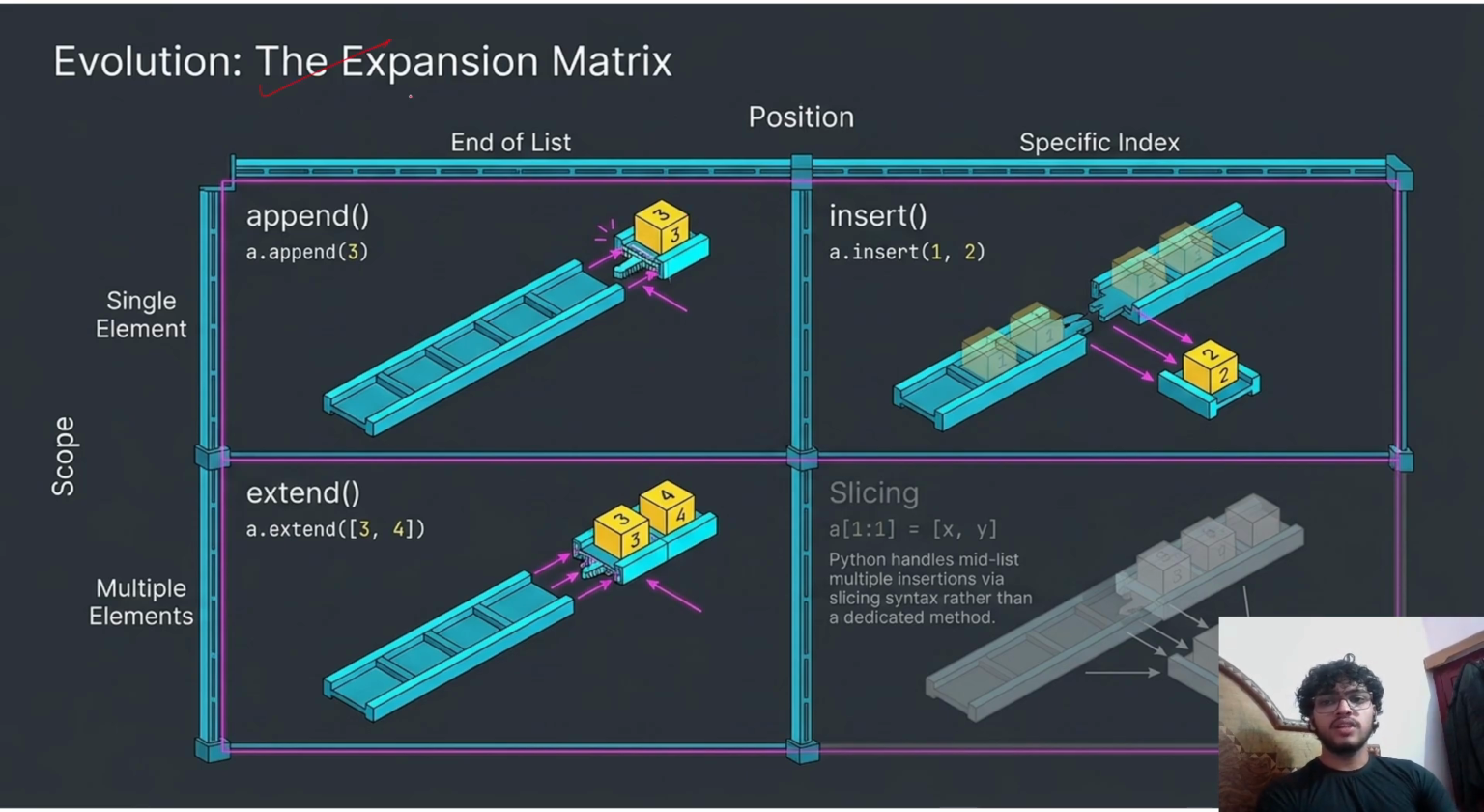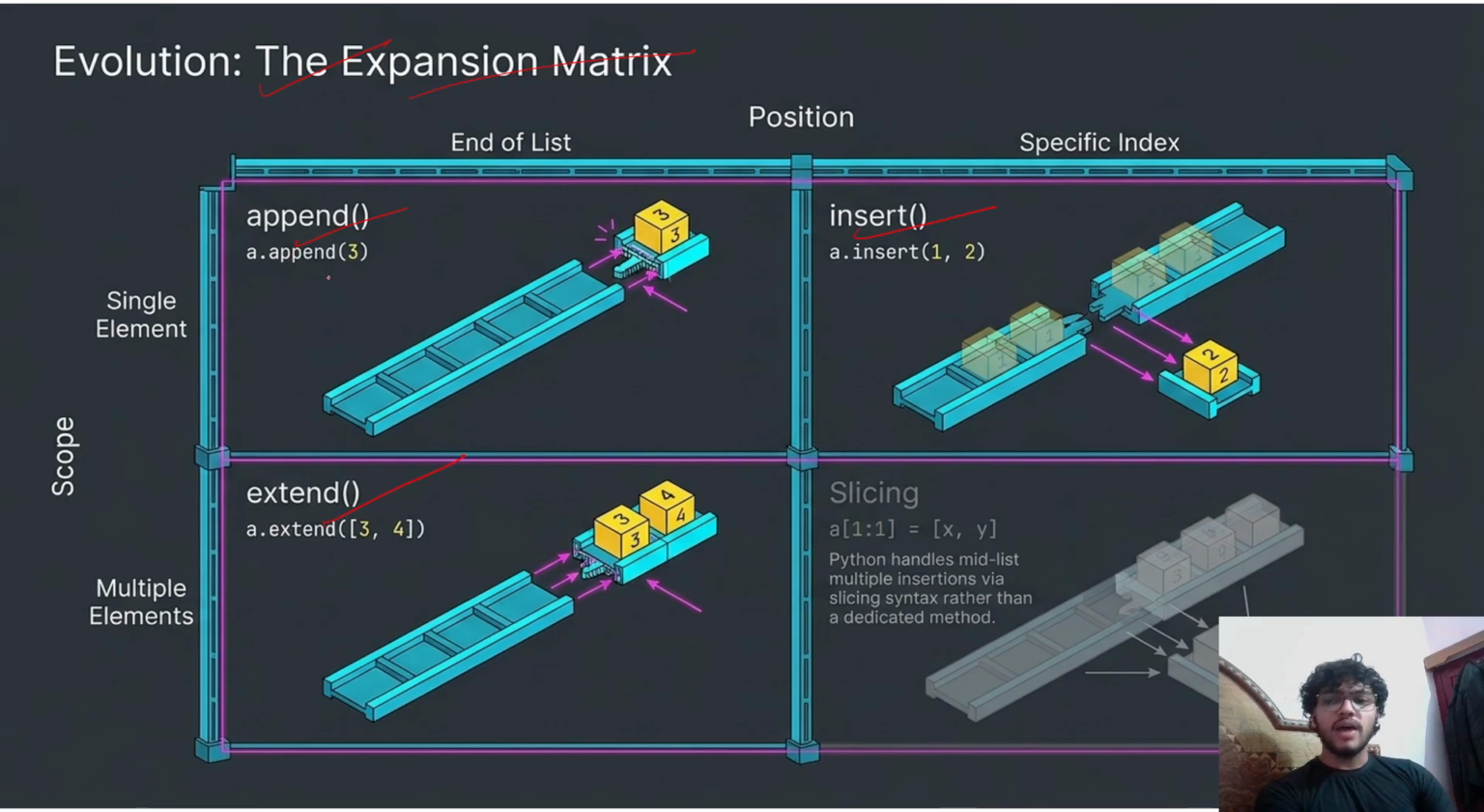Now the expansion matrix. How do we expand or just add new elements into the list? There is a function called append, extend, and insert. So what is the function of all these three? I'll just tell you.